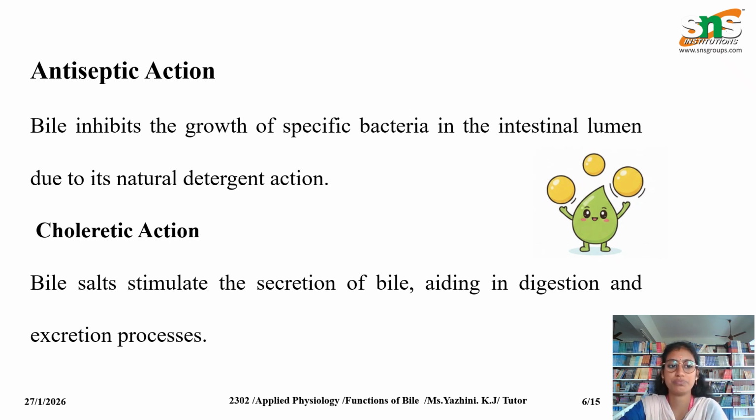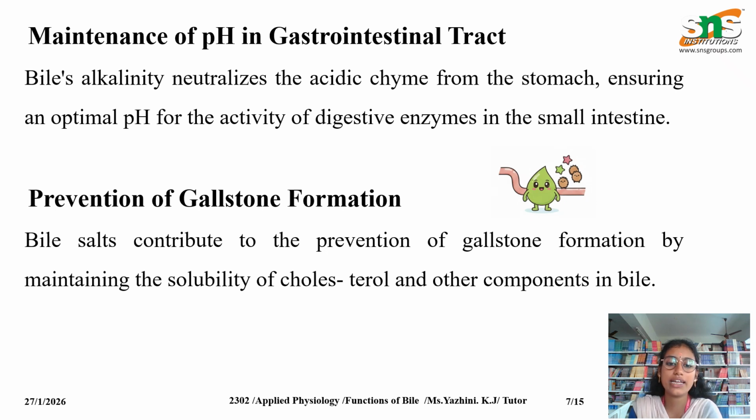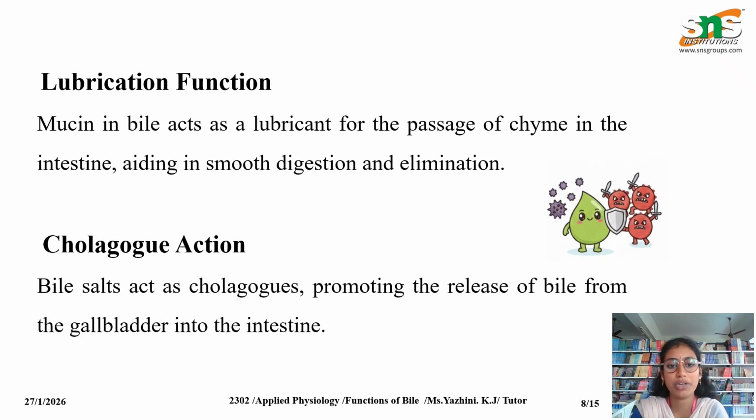Bile has an alkaline nature, due to the bicarbonate content, because it neutralizes the acidic chyme coming from the stomach and creates an optimal pH for the pancreatic enzymes to work in the small intestine. Second is prevention of gallstone formation. Bile salts keep the cholesterol in soluble form, thereby preventing gallstone development. Next is lubrication. Mucin in the bile lubricates the intestine for the smooth passage of contents.